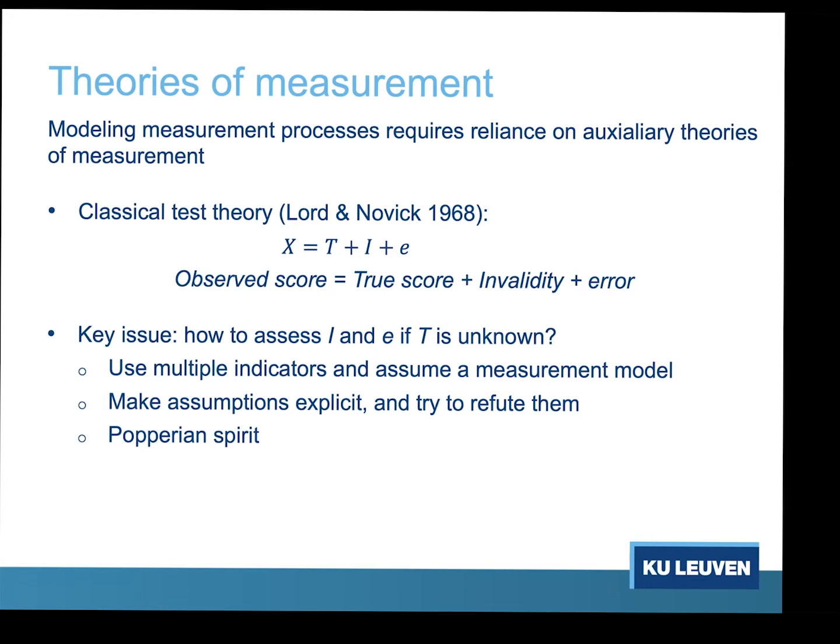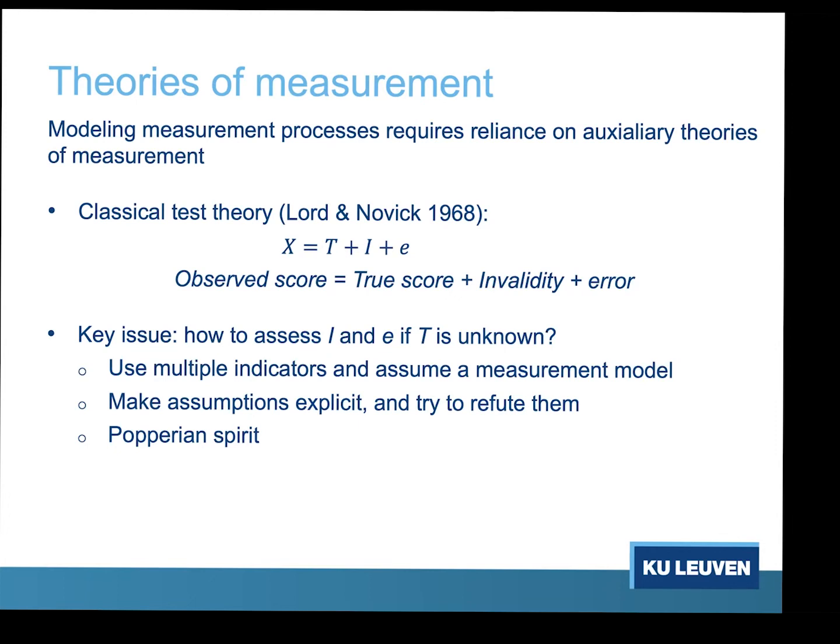If T is unknown, well, we need to change certain things in our design that give us the degrees of freedom to really investigate this. And so really an approach that is used very often is that we say, okay, why don't we use multiple indicators of one and the same true score? By doing so, we gain degrees of freedom, and it allows us to try to separate the invalidity and the error from the true score. But we can only do this if we make particular assumptions on a measurement model.